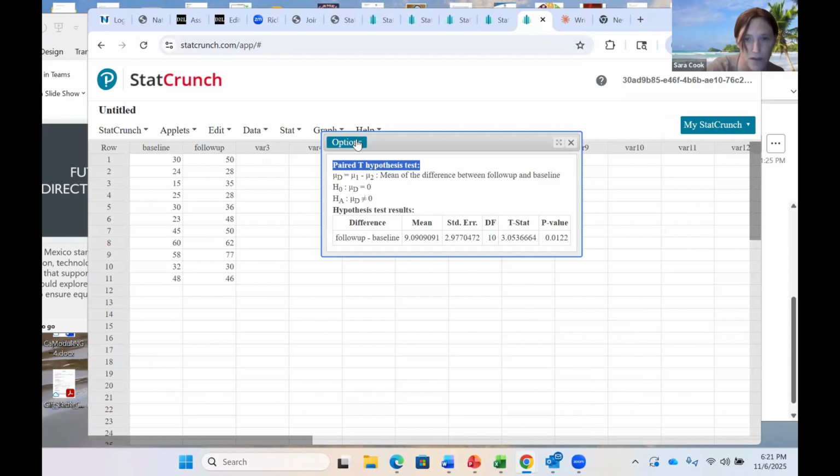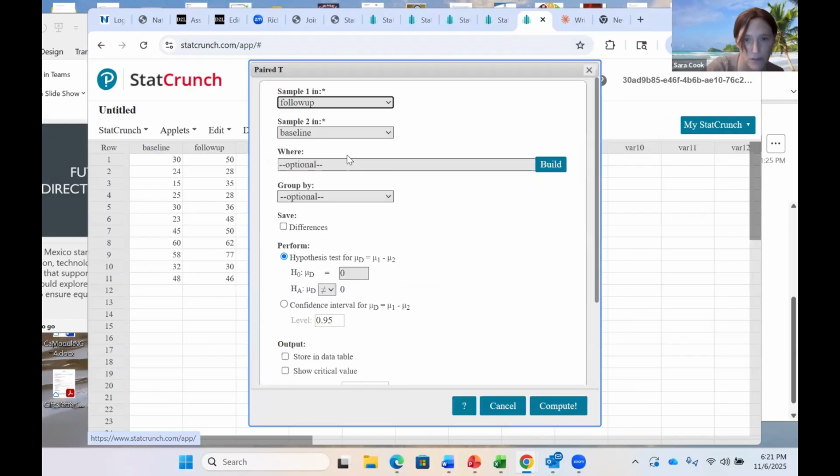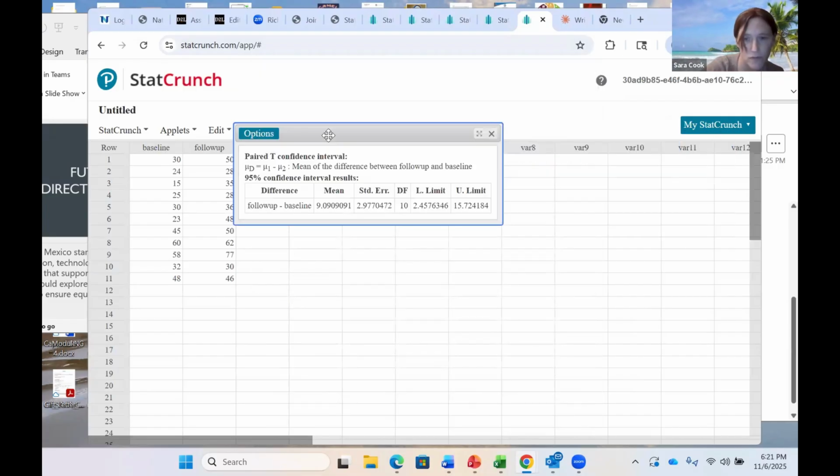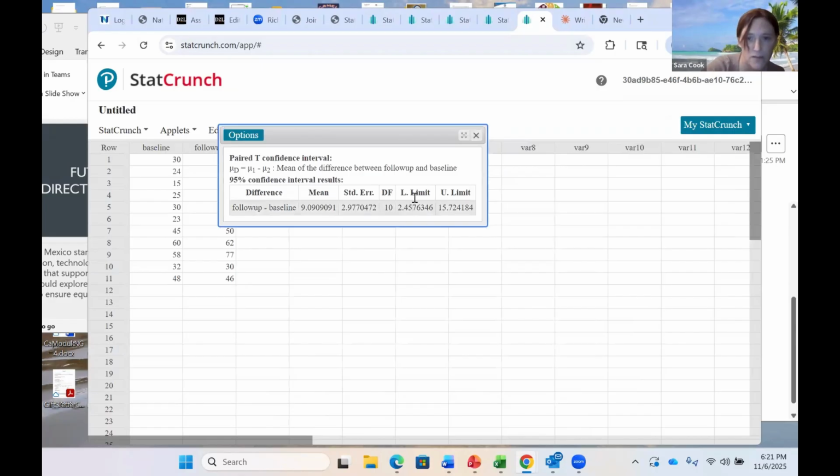Let me do the confidence interval first. I can just edit. Obviously, you're going to want to save both. Remember that we did say that there was some difference. The confidence interval around the difference, which is 9.09, is 2.45 to 15.72. So this actually gives us more information, right? It's saying the true difference in range of motion is going to fall somewhere between 2.4 and 15.7.